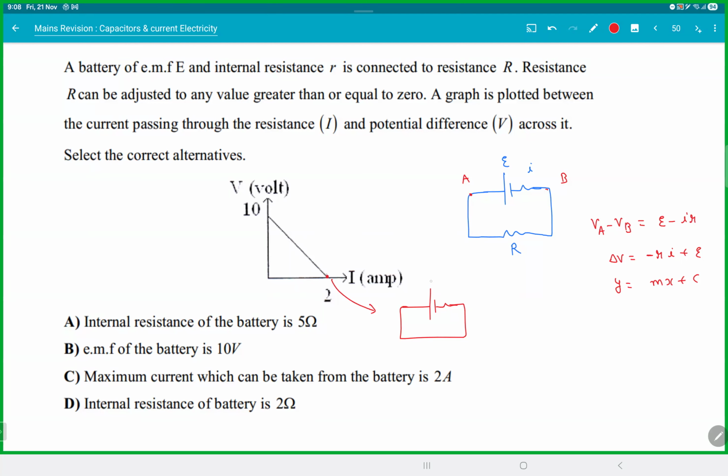So but you can still calculate here. This would be E and this would be R. So E by R is 2. And this is the case when there is no resistance only. It's like an open circuit.